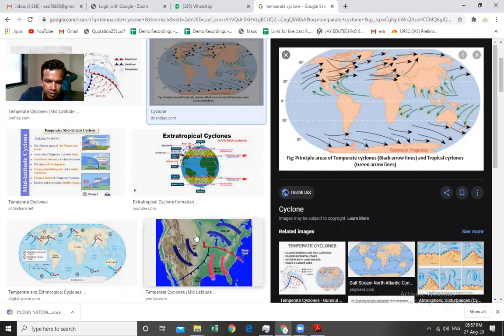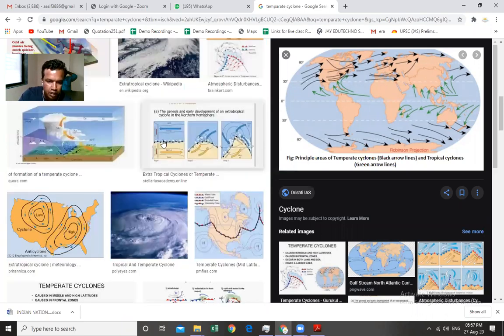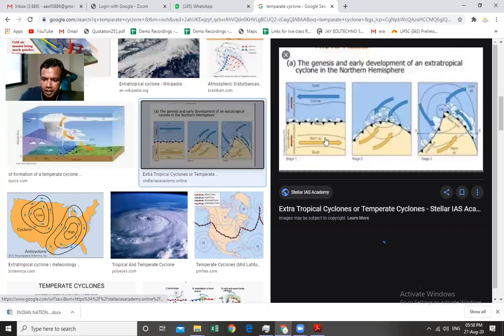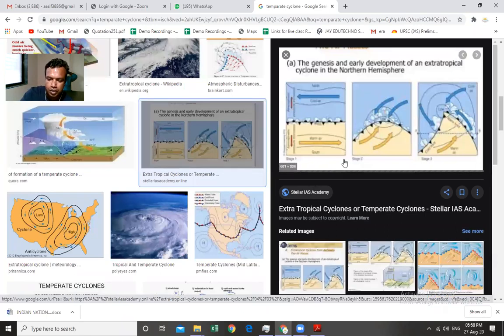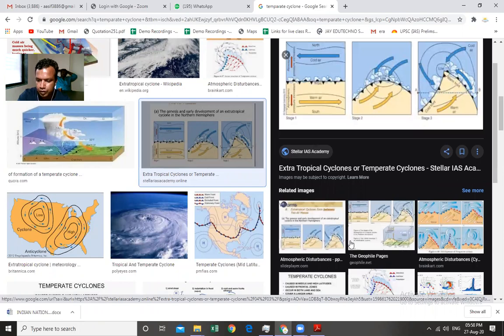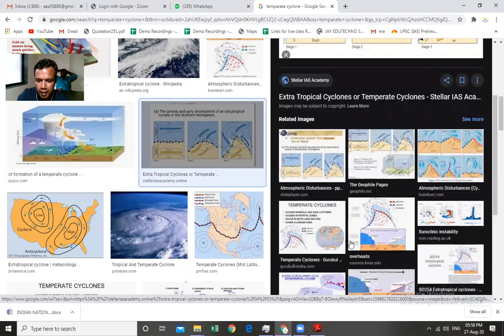So let me check it out. Yes. Now here there is one diagram which helps in understanding how the cyclones are created. Now suppose there is a cold air mass and a warm air mass. The cold air mass has low temperature and the warm air mass has high temperature. Now when they converge, then obviously what will happen? The cold air mass will try to subside and the warm air mass will try to move upwards.